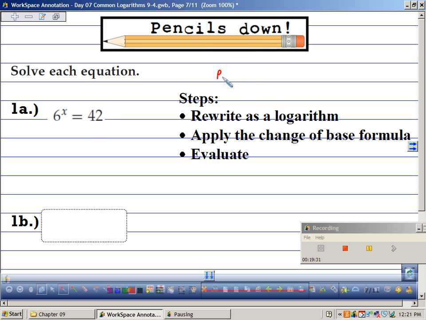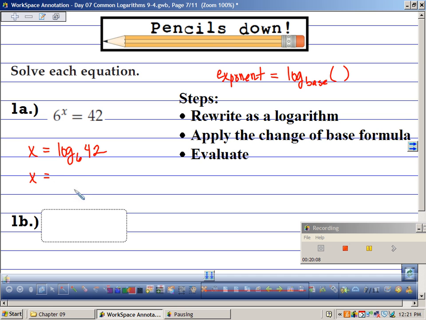First I'm going to write exponent. Logarithms are exponents. So exponent equals log base parenthesis, right? Okay, so exponent, what's my exponent? X equals log. My base is 6 to the 42. Right? Okay. So I'm going to use change of base.